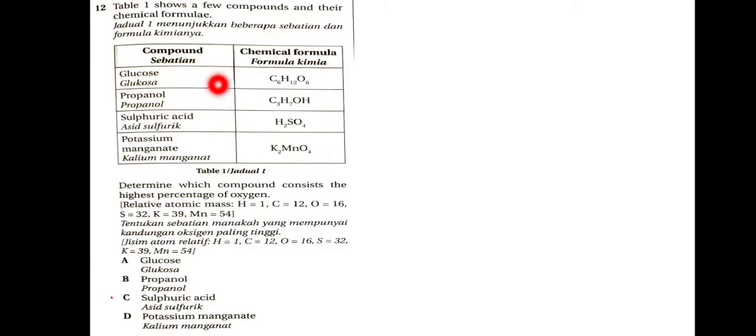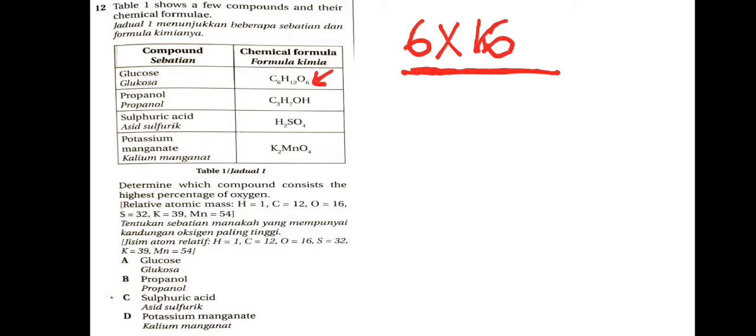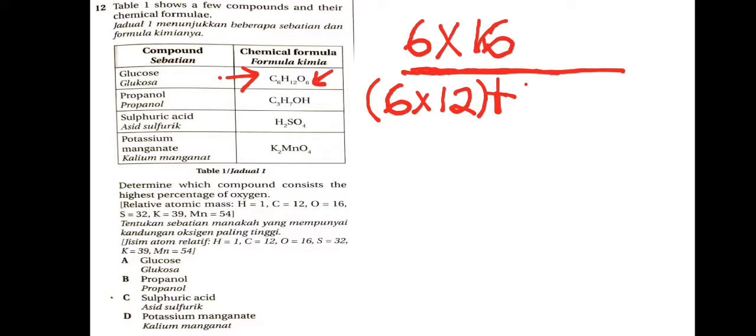For example, glucose. From the chemical formula, we can see 6 atoms of oxygen, so you multiply by the RAM of oxygen, which is 16, over the RMM of glucose, the whole compound. So we have carbon, 6 atoms times the RAM of carbon, 12, and then you add hydrogen, 12, because the hydrogen RAM is 1.